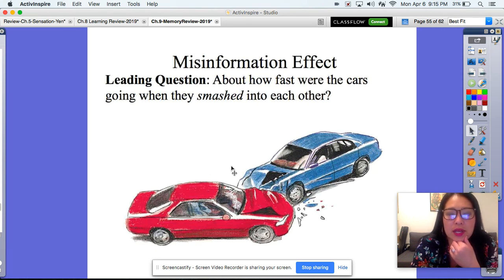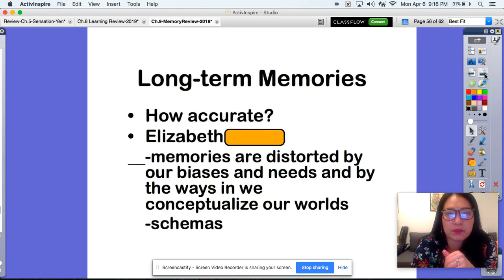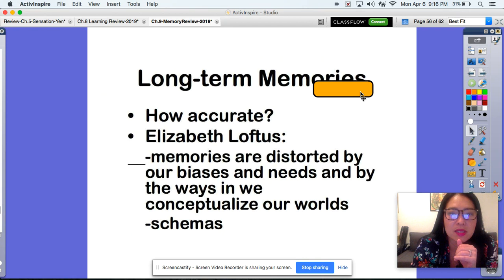The experiment they did with this one is the car crash. My IB students, you should be really familiar with this one because it was part of your studies. The question was about how fast the cars were going when they smashed into each other. The whole point of this experiment was that wording could essentially produce misinformation. Elizabeth Loftus said that memories are distorted by our biases and our needs, and by the way we conceptualize our world, essentially our schema.